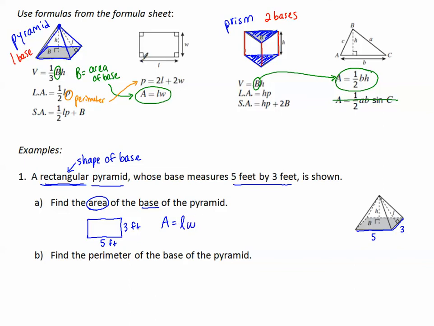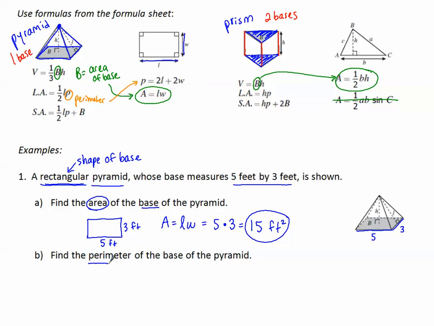In the picture, notice L is this side, the length, W is the width. So I'm going to plug in 5 times 3. That makes 15. Now, this is feet times feet, so this is feet squared or square feet.